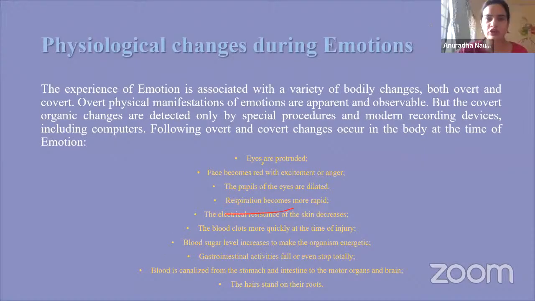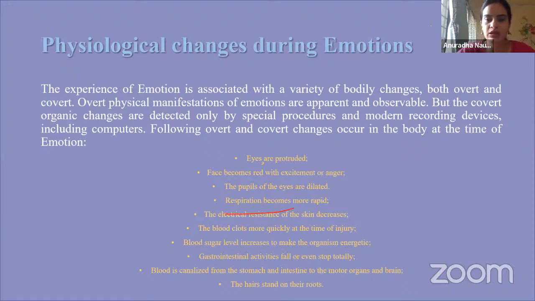Okay. So physiological changes during emotion. The experience of emotion is associated with a variety of bodily changes, both overt and covert. Overt physical manifestations of emotions are apparent and observable, but the covert organic changes are detected only by special procedures and modern recording devices, including computers. So overt experience of emotions means something that we can see, something that we can observe. And covert means something that is not detectable physically, but can be detected through modern devices now.